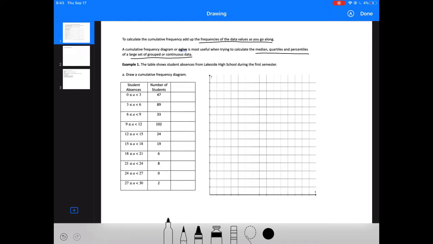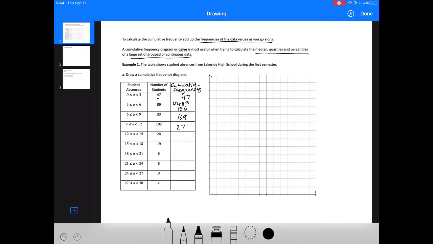So our third column here is going to be our cumulative frequency. And all we're going to do is add our number of students together as we go up. Our first total is going to be 47. Our next one is 47 plus 89, which is going to give us 136. 136 plus 33 would be 169. And then we're going to keep going all the way down.